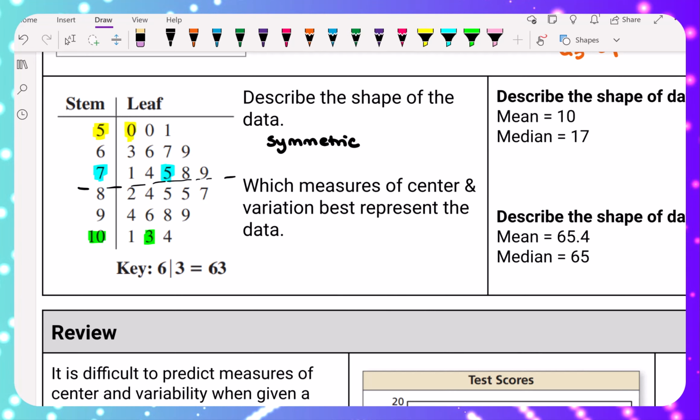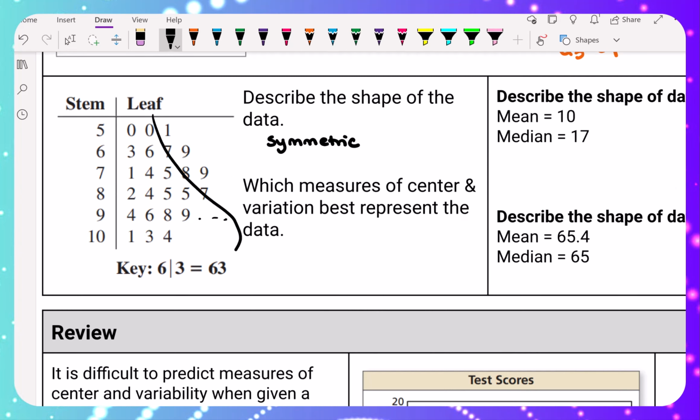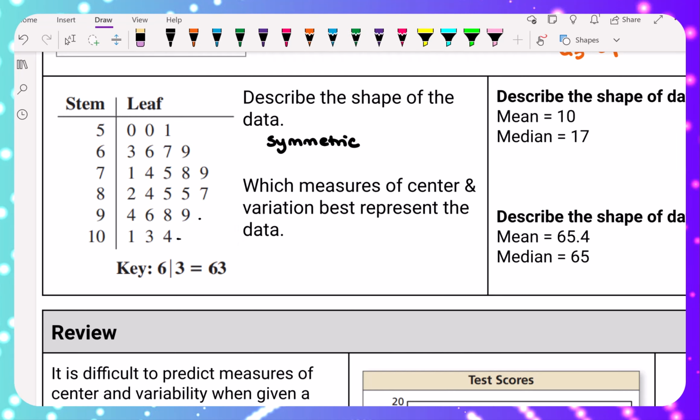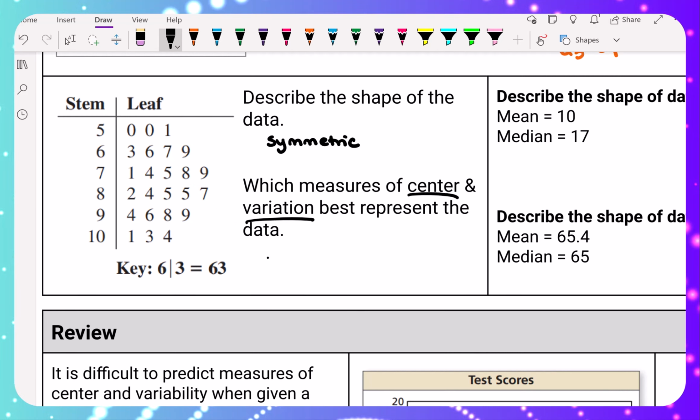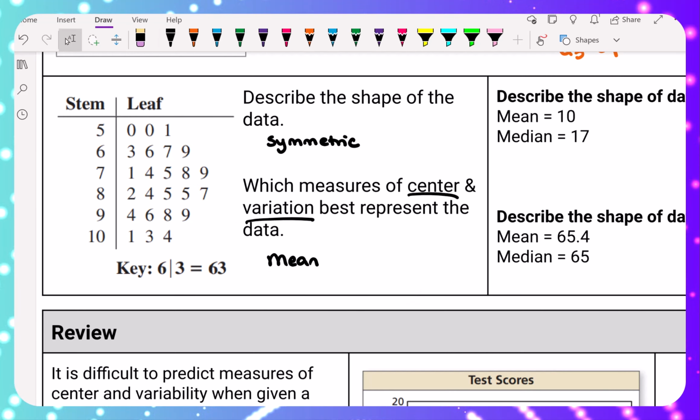Okay, so a stem and leaf plot, if it wasn't symmetric, would have a whole lot of numbers over here. It would look something like that. You would have all these numbers. That would be a left skew. So since it's symmetric, what would be the best measures of center and variation? That would be the mean, and you're going to use the standard deviation.